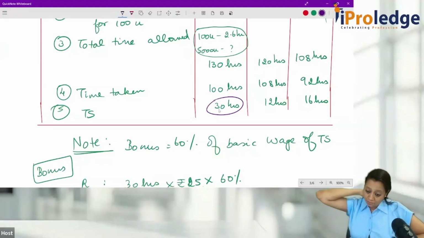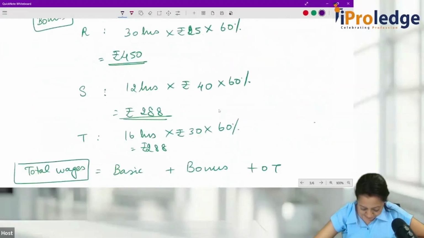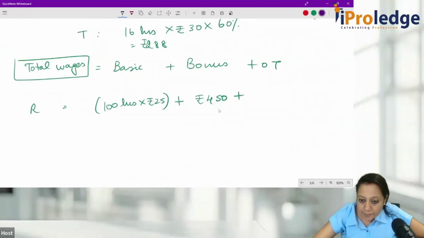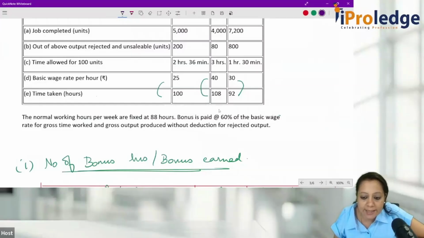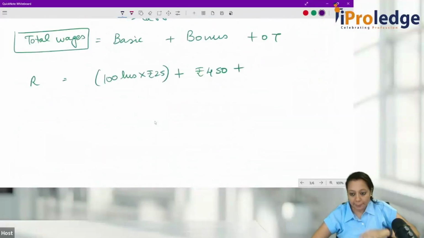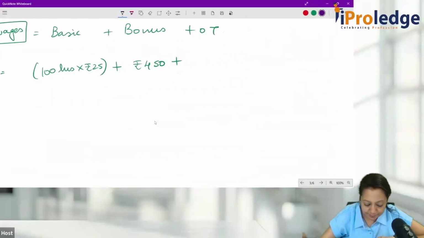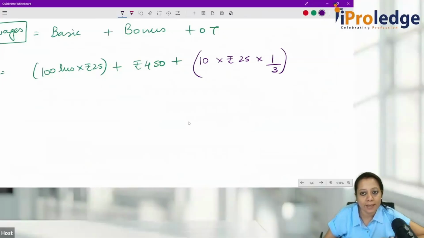So now what are we supposed to do? And what is the normal working hours? 88. Yes. So we will pay attention to these two. Now, can I say 10 into rupees 25 into 1 by 3? First 10 hours. Correct, students?